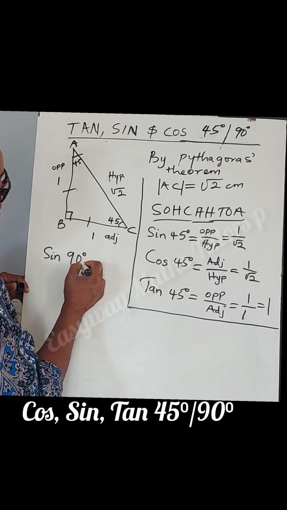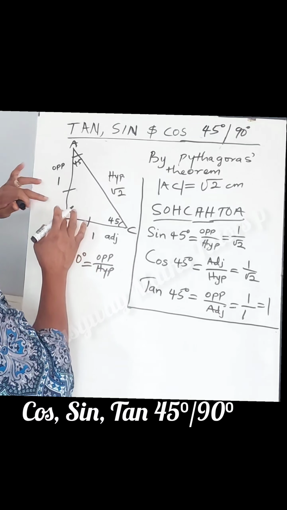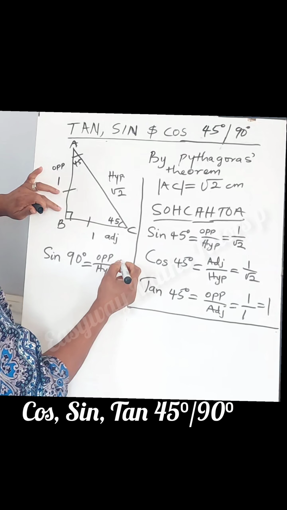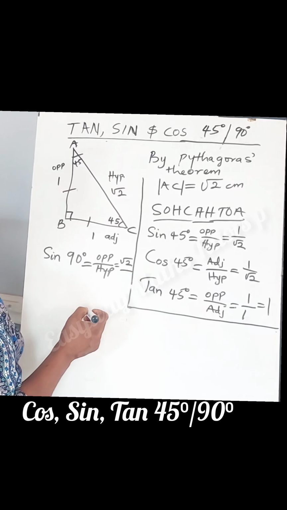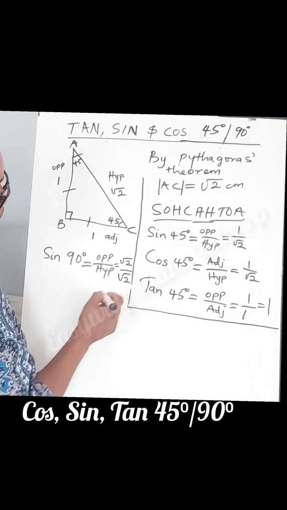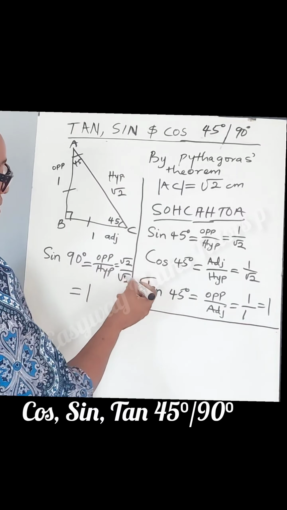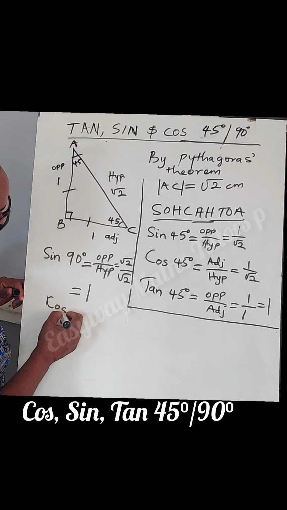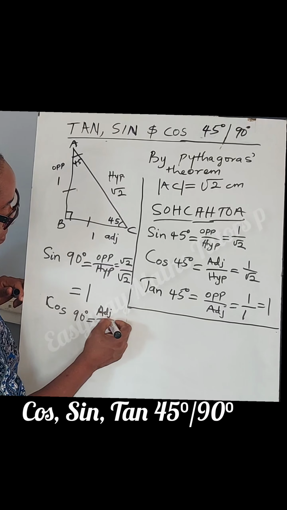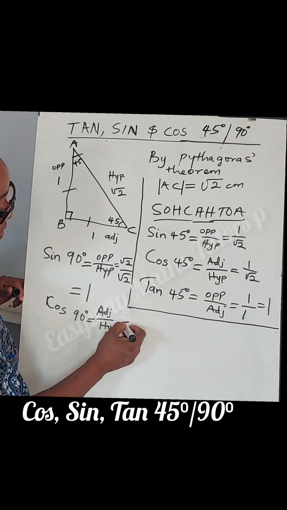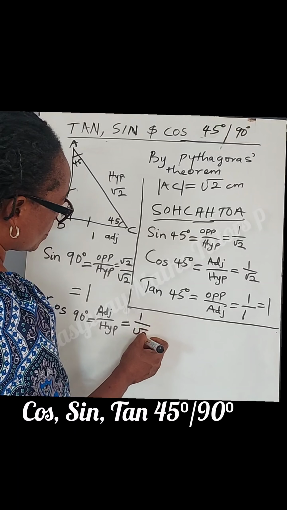Sine 90 degrees is equal to opposite over hypotenuse. Sine 90, this is 90, opposite, which is equal to root 2, over hypotenuse, root 2. And this is equal to 1. The opposite is root 2. The hypotenuse is root 2. Cos 90 degrees is equal to adjacent over hypotenuse, which is equal to adjacent 1 over root 2.